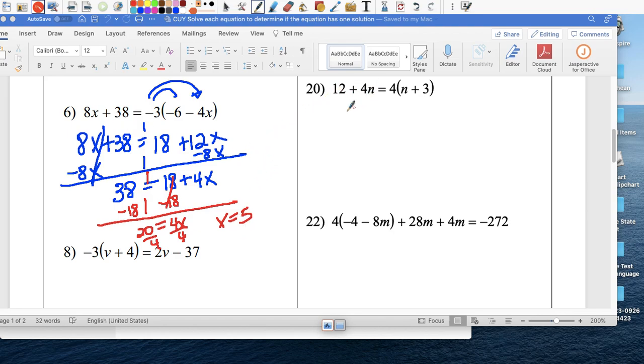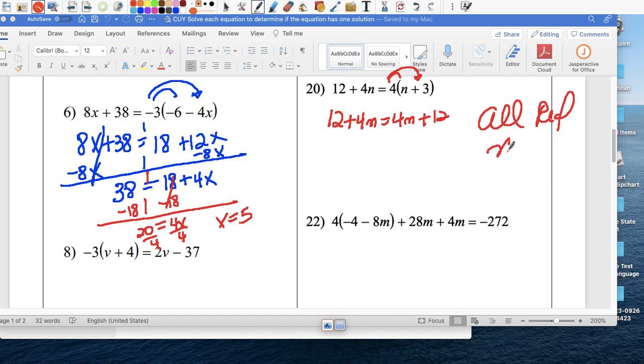Okay. 20, 12 plus 4n. Let's multiply this, it's 4n. Let's multiply these two, it's 12. So if you notice, they're exactly the same. Whatever happens to n on the left is going to happen to n on the right. They're both being multiplied by 4 and added to 12. So this one is all real numbers because it doesn't matter what n is. It's always going to equal each other.